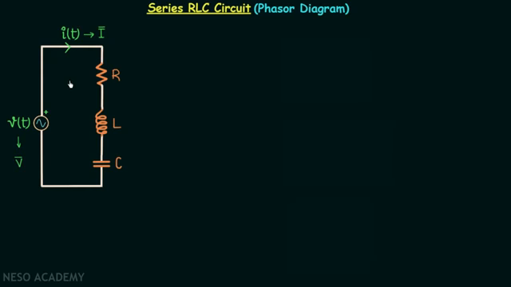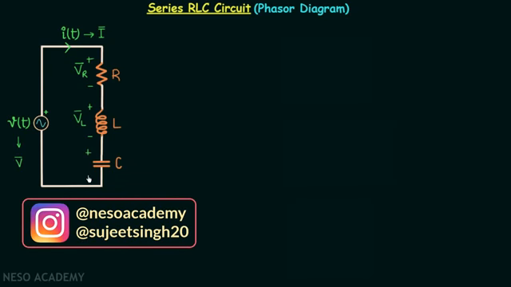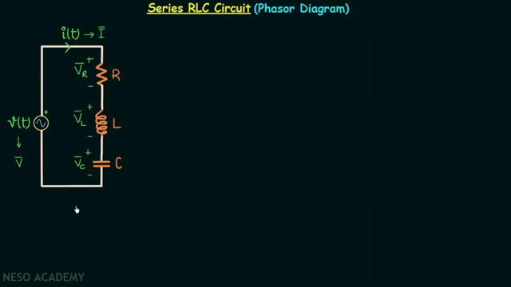The voltage phasor across the resistor is represented by VR phasor, the voltage phasor across the inductor is represented by VL phasor, and the voltage phasor across the capacitor is represented by VC phasor. Different types of elements are connected in series, and therefore the net voltage will be the phasor sum. This means V phasor will be equal to VR phasor plus VL phasor plus VC phasor.